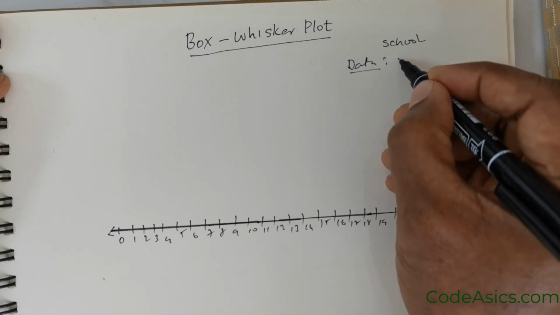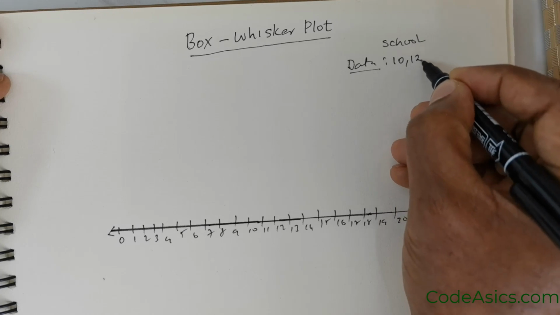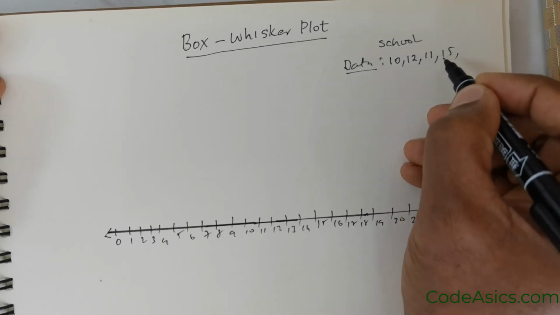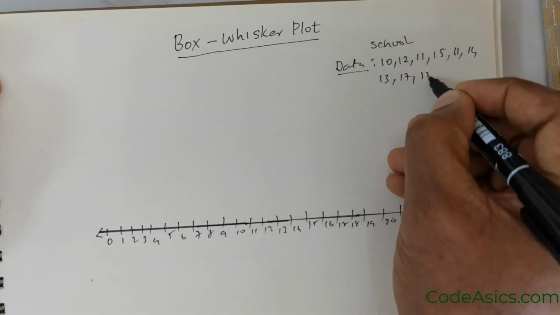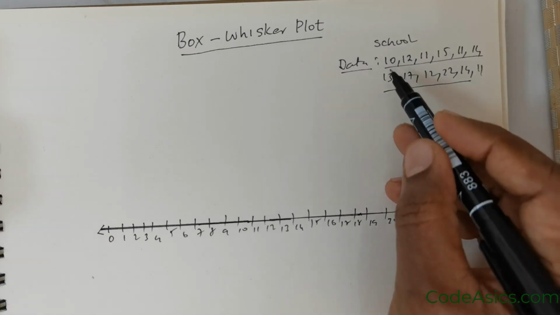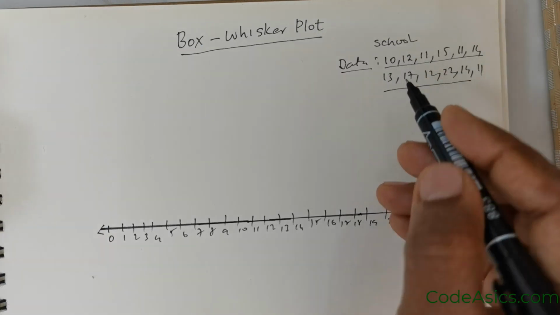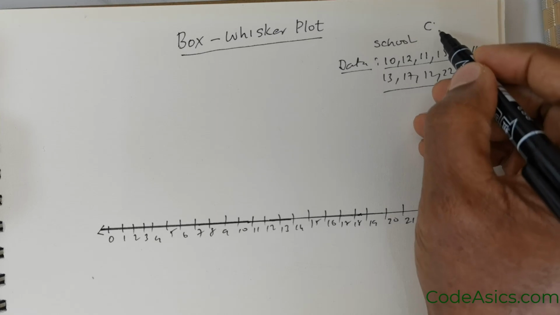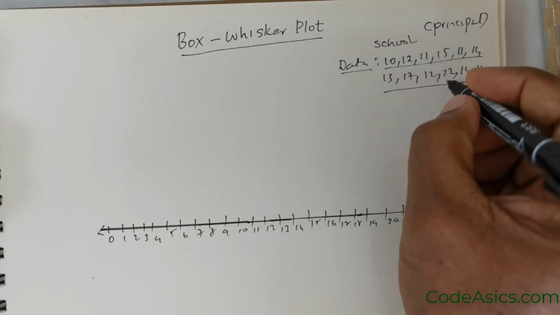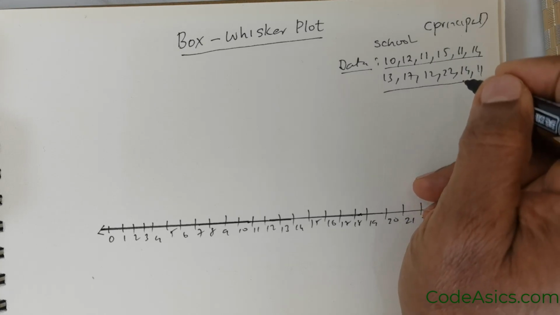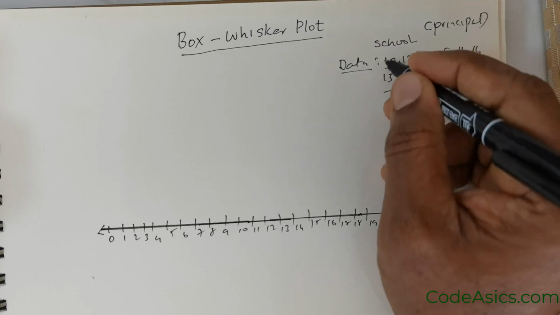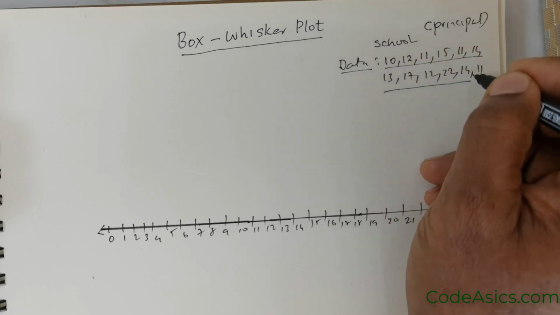So this is the information that is being given: 10, 12, 11. This is the experience given for the teachers working in a school. Now the management wants to appoint a principal for the school, and it is looking out for the teachers who are experienced, and they collect the data and they would want to analyze it.